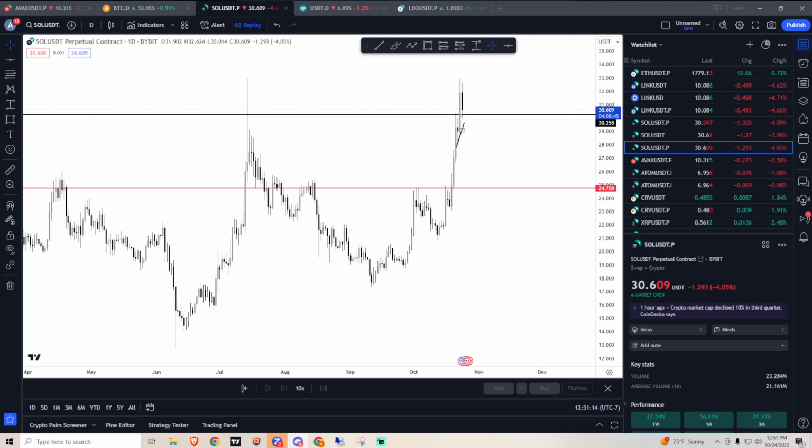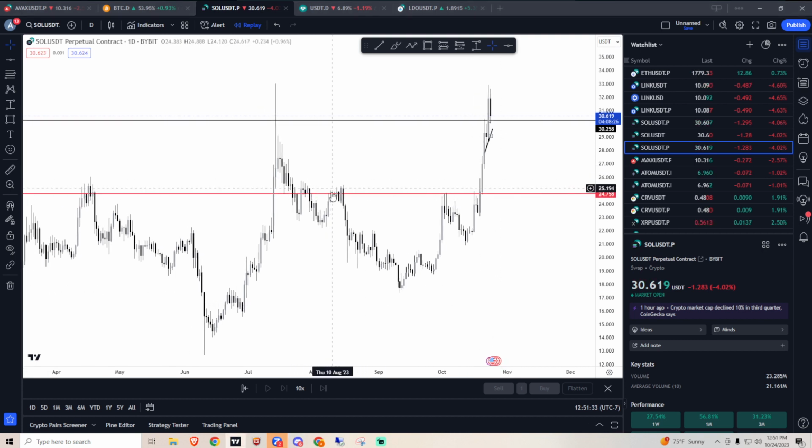USDT dominance is inversely correlated to crypto. For SR trend retest, you don't take into consideration the consolidation after the breakdown before the retest. Like this.